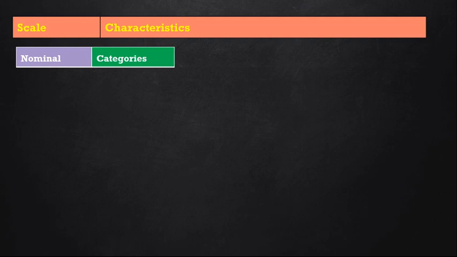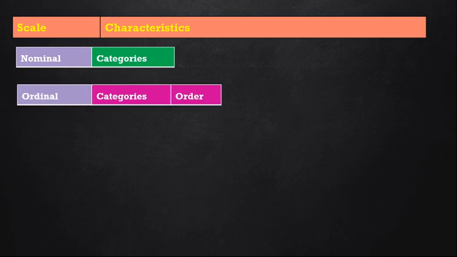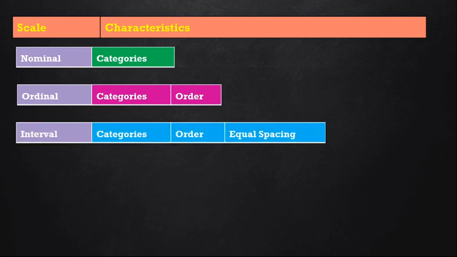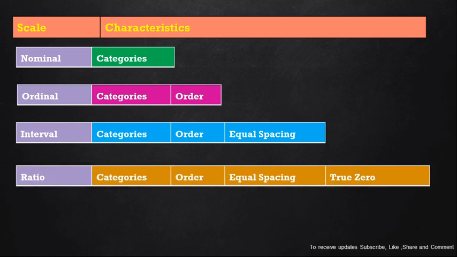So, we will see the different scales and their characteristics. In the nominal scale, we have only categories or labeling. In the ordinal scale, we have labeling plus order. In the interval scale, we have categories with order and equal spacing, but absence of a true 0. In the ratio scale, we have categories, order, equal spacing and an absolute 0. There is a true 0 present. So, these are the differences among the scales.